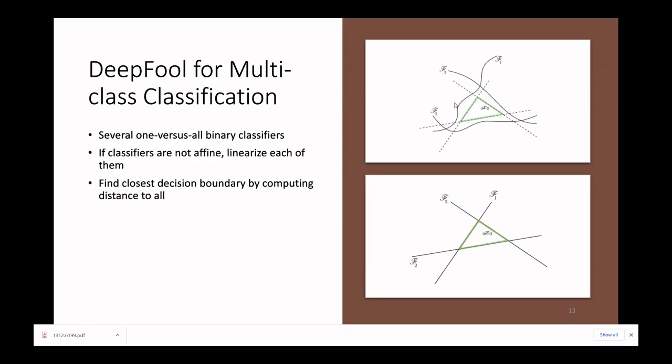Here we see a general multi-class classification. If it's not linear, we should change each of these boundaries between two classes to a hyperplane. Then for point x0, we find the distance to all of these hyperplanes surrounding it, find the closest hyperplane, and do the same procedure as we have seen before.